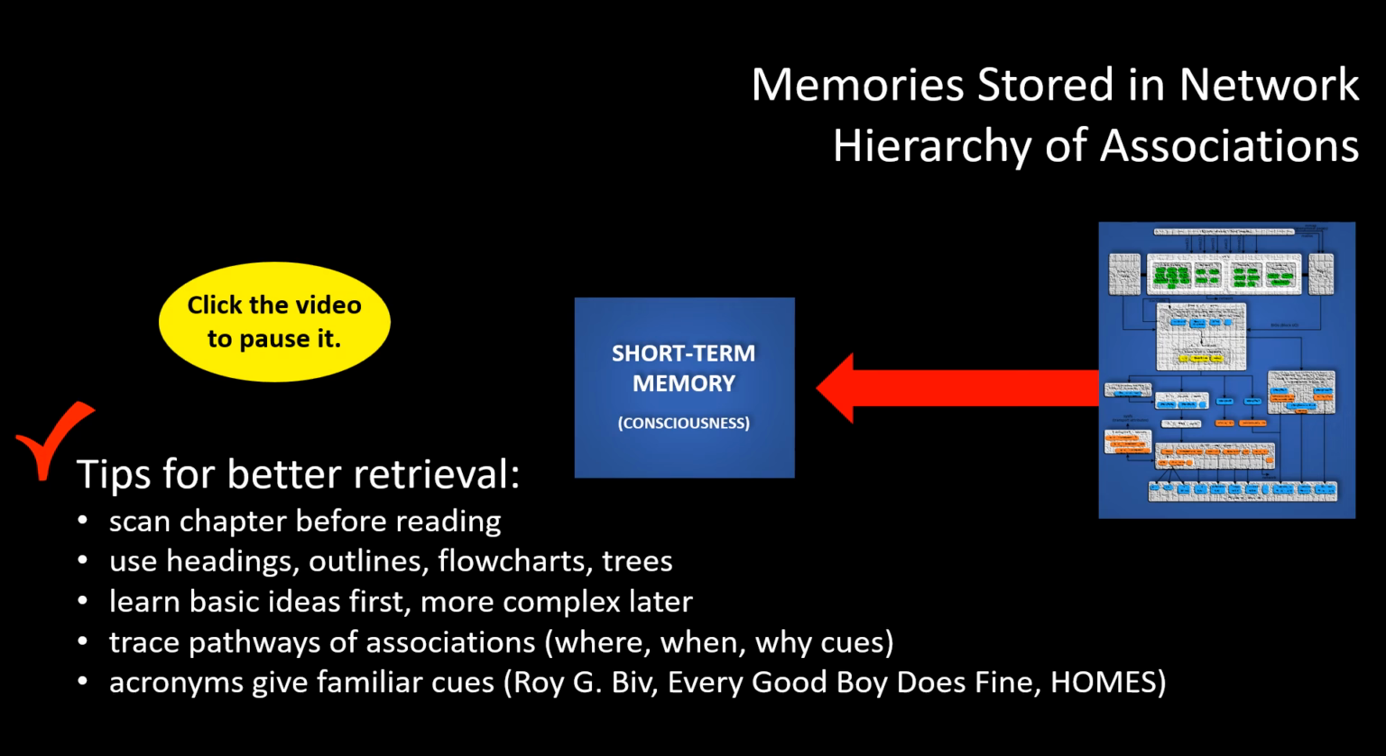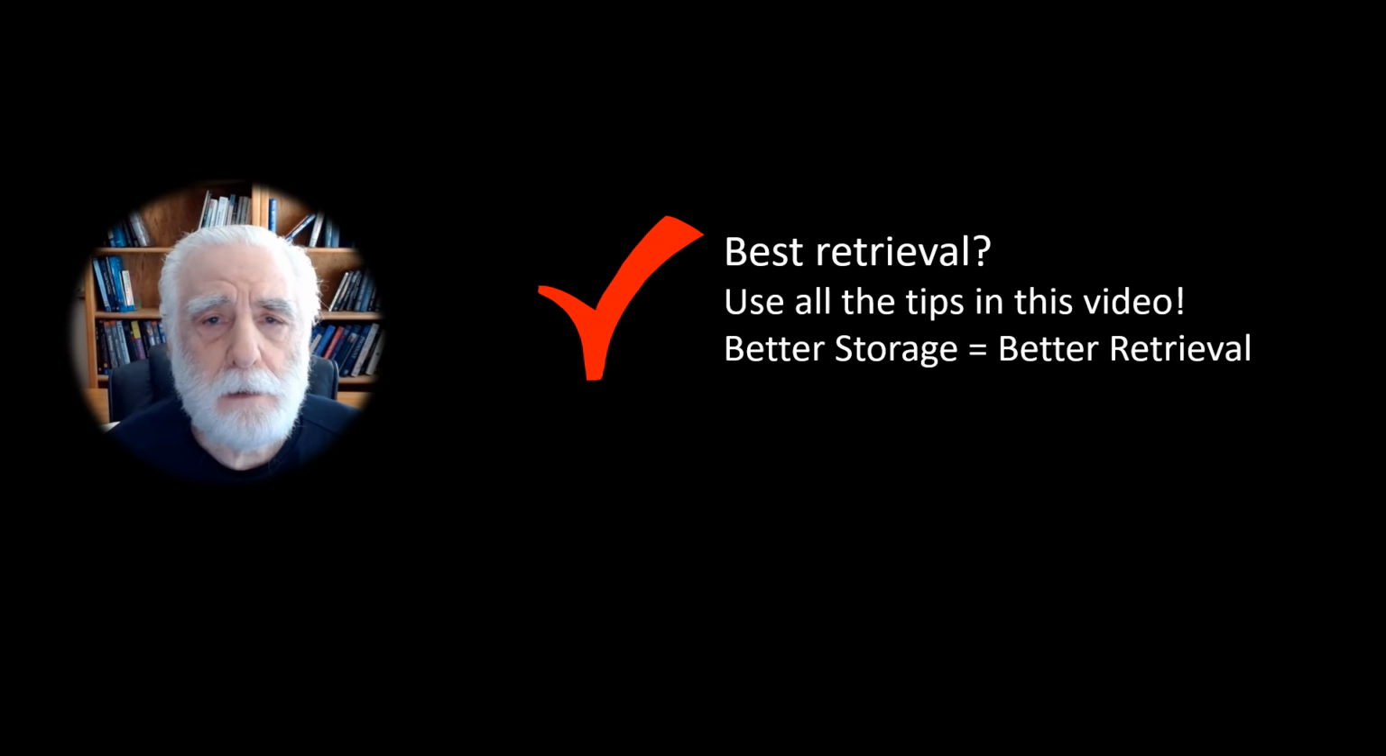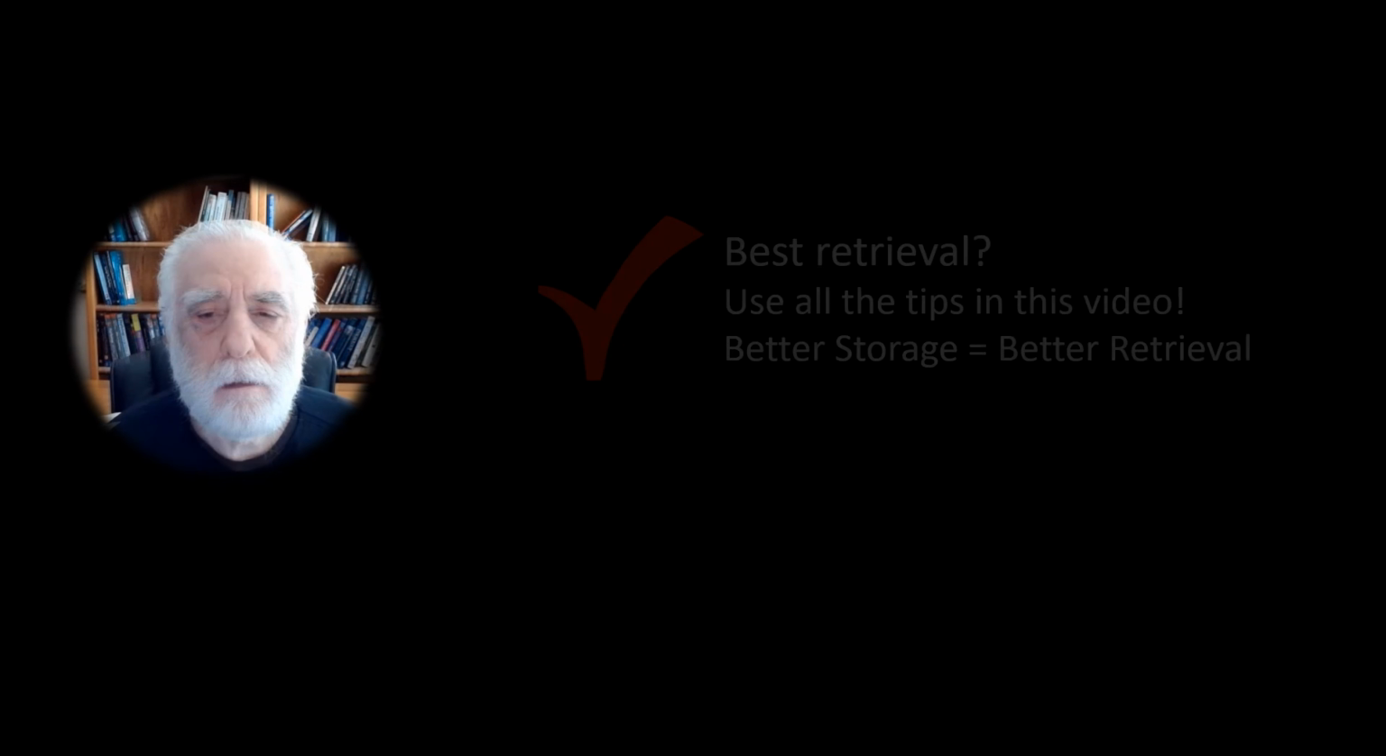So here are some storing tips for better retrieval. All these involve organization, using clear organization for learning, and pathways to where, when, and why did you learn it. These are great cues for retrieval. If you don't know the acronyms listed here, search the web. Bottom line is, retrieval depends on storage, the way information is stored. The best tip for retrieval is to use all the tips in this video for better storage.